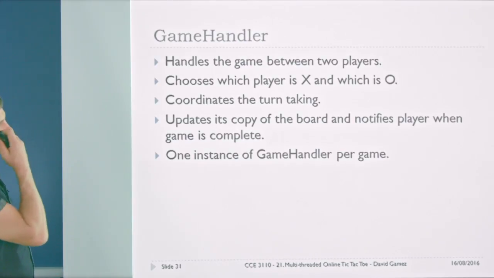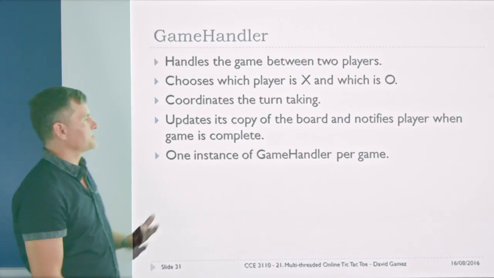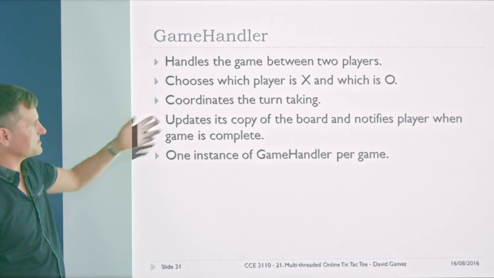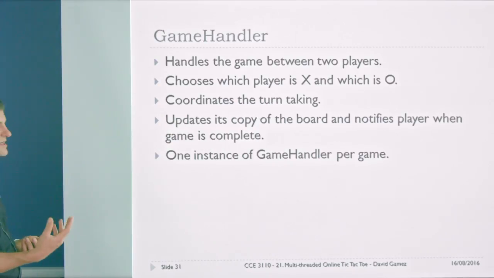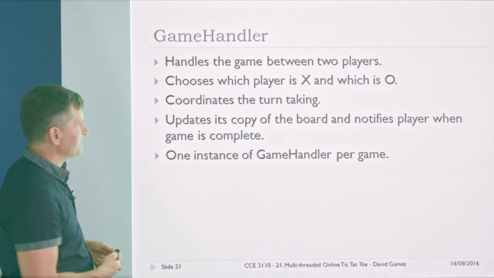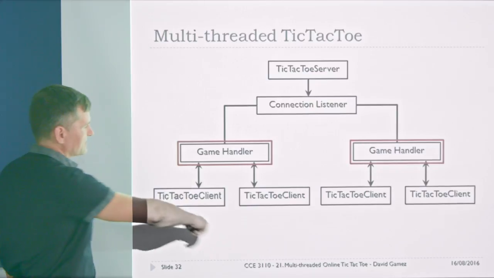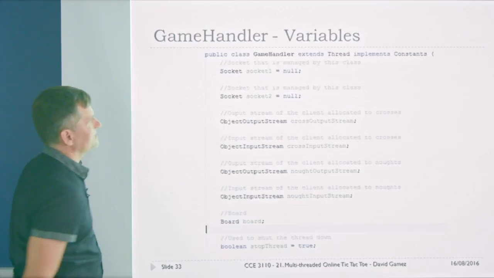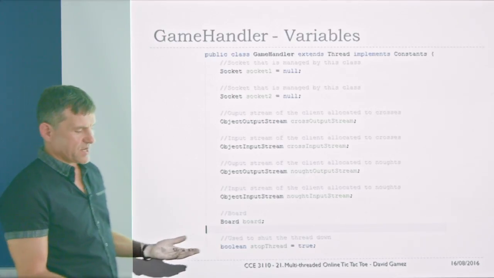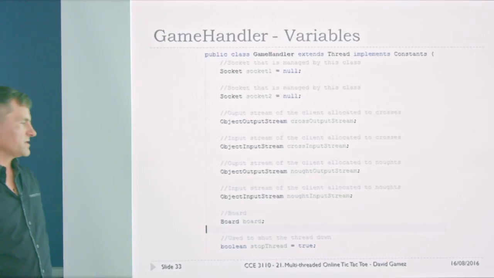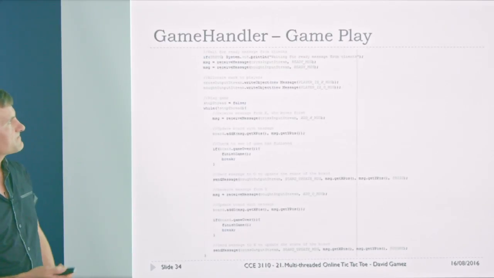The game handler runs one game between two players, chooses which player is naught and which player is cross, coordinates turn taking, has a local copy of the board, and notifies the players when the game is complete. There's one instance of this game handler per game. That's the game handler there, so that's handling a game between one set of clients. It's got input and output streams from both of the clients, which it's using to read and write the messages to and from the clients. It's got a copy of the board.